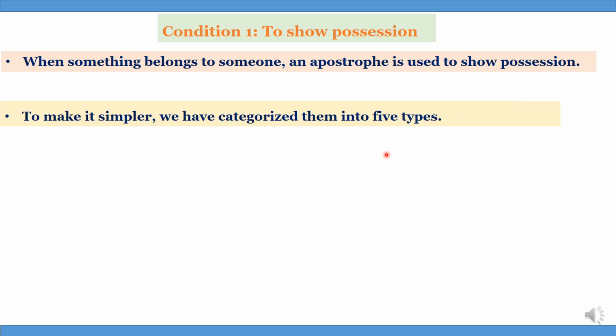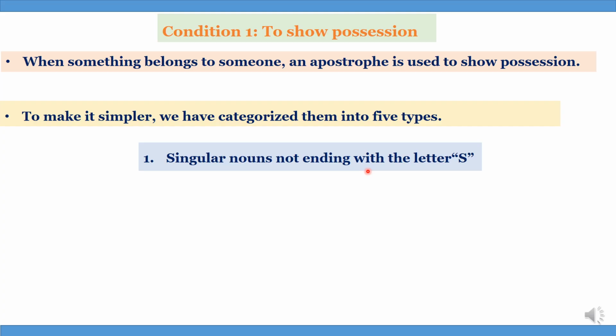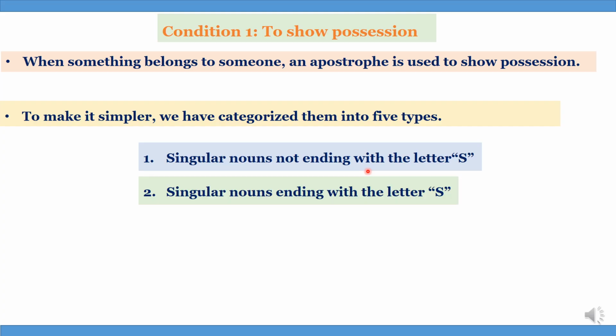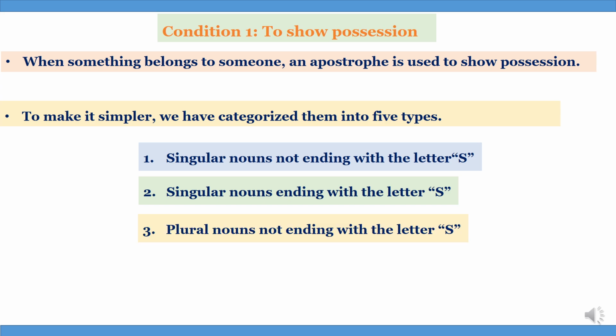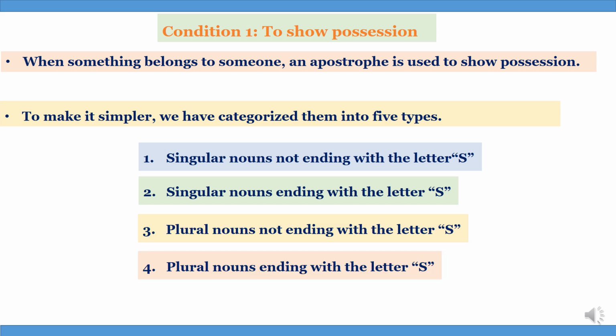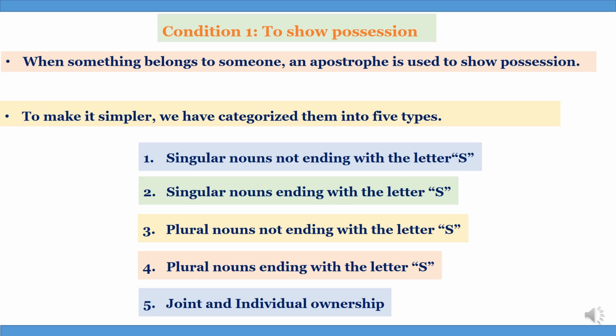To make it simpler, we have categorized them into five types. First, singular nouns not ending with the letter S. Second, singular nouns ending with the letter S. Third, plural nouns not ending with the letter S. Fourth, plural nouns ending with the letter S. Fifth, joint and individual ownership.